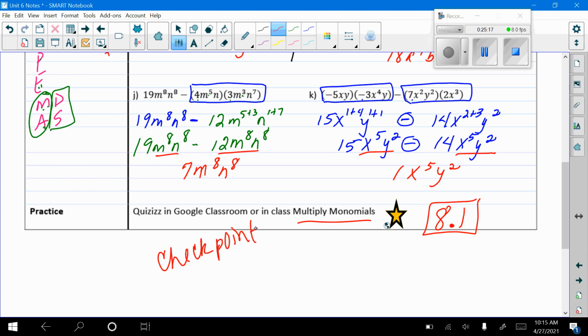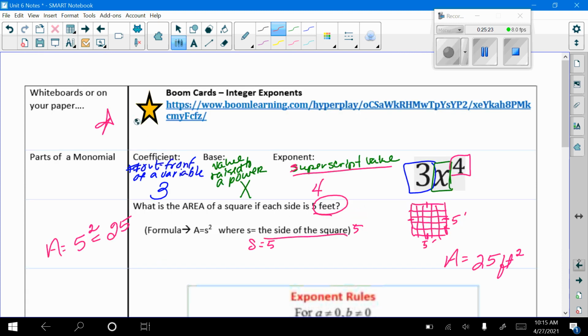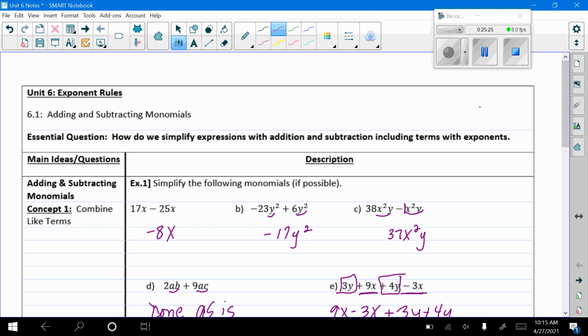I'd appreciate it if you would snip and clip that and put it in there. This is checkpoint number 2. And the notes today are checkpoint number 1.